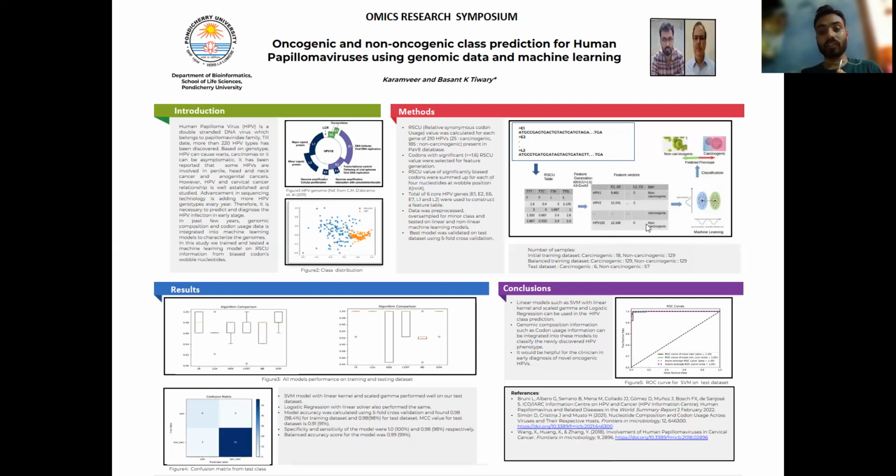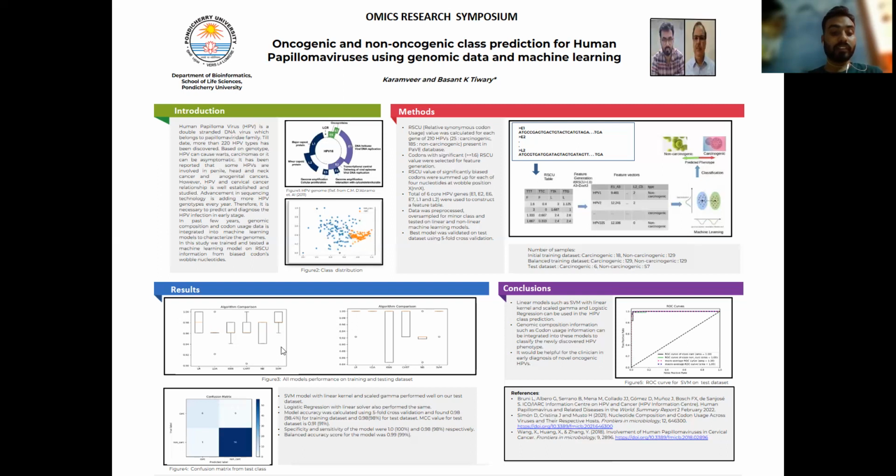So we got 24 features in a feature table for the 6 genes, and we fed this to machine learning models, which were able to classify the carcinogenic and non-carcinogenic classes of HPV. For this, we used a combination of linear and non-linear models, such as logistic regression and linear discriminant analysis, KNN, naive Bayes and SVM.